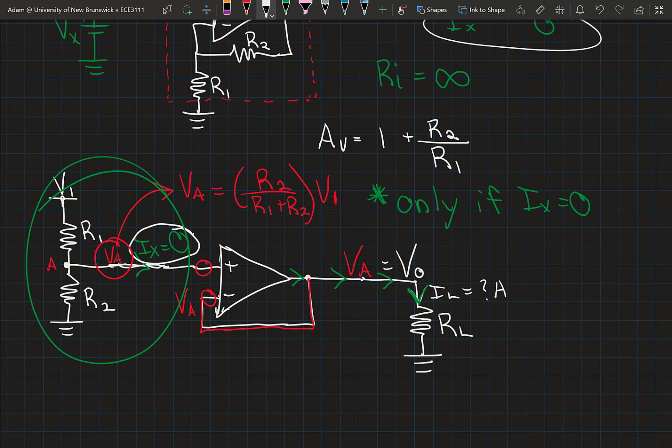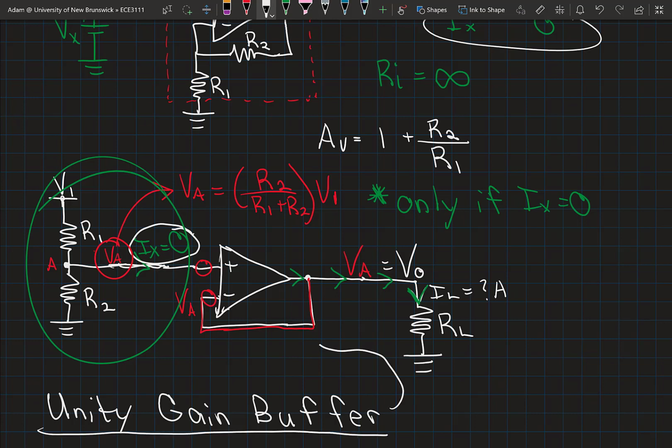So this is known as a unity gain buffer, unity meaning a gain of 1. Buffer meaning a device able to isolate the input from the output. We often talk about buffers when we want to increase the amount of current that a circuit is able to provide. So here we've done exactly that.